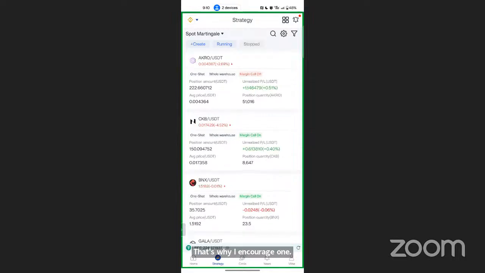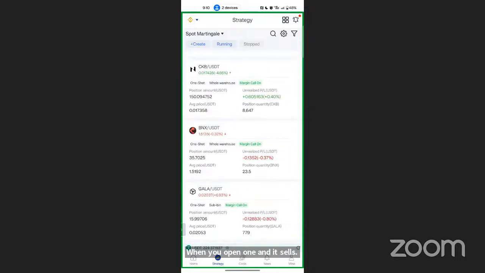When you open one coin and it sells, you have more power. But now you see, I don't have more USDT, just showing you as an example. I don't have more USDT, but Gala is dropping. It means that it is not buying more to move my average price closer to my current price. I can stay longer in this coin. So please don't do these things. They are very bad.